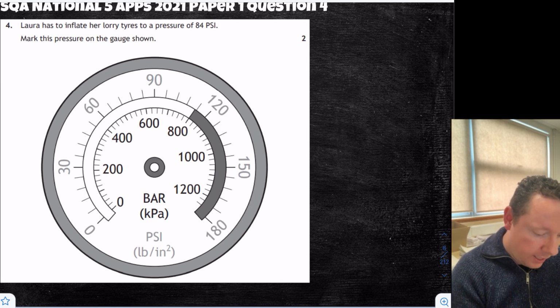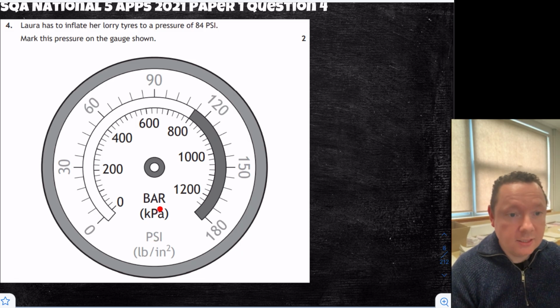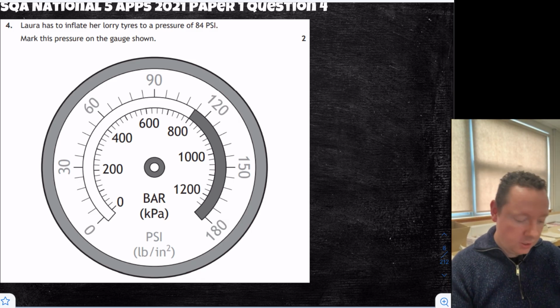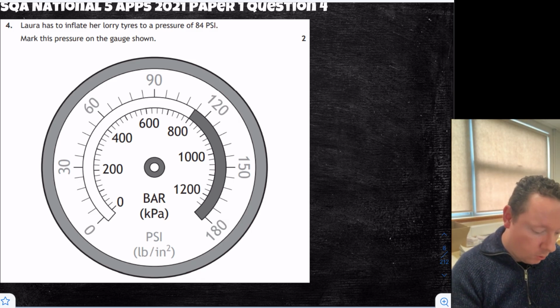Okay, so let's look at our scale here. We can see that PSI is on the outside scale and bar is on the inside scale. So we're identifying what scale we're using. We're using the outside scale and we want to go to 84. Now, with these, you need to work out what these divisions are worth. So let's have a look.